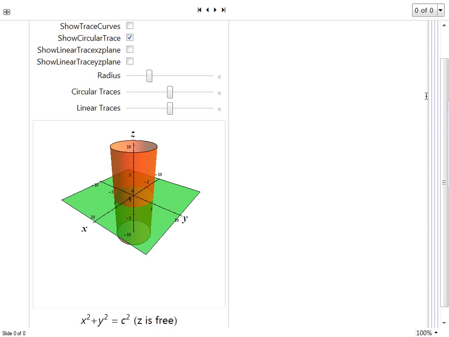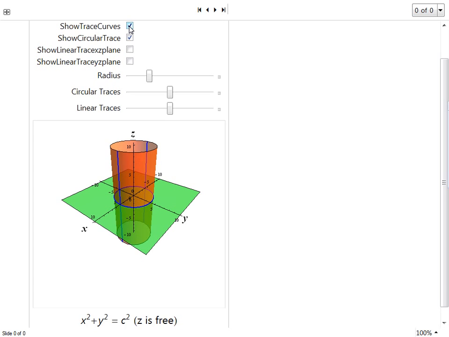Now, the whole idea of a trace is if I come in with the xy plane, what's the equation of the xy plane? Z is 0. So in other words, if I let z be 0, what does this look like? If z is 0, it's a circle with radius c, isn't it? You'll see there, forget those vertical blue lines. But do you see where my green plane hits the cylinder? That's a circle. That's called a circular trace. The trace of that plane cutting through the cylinder is a circle.